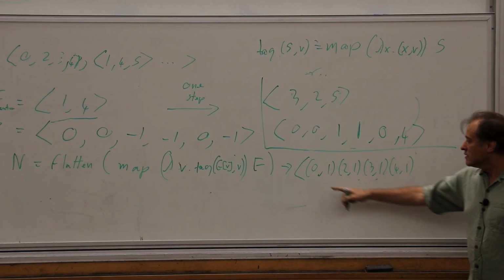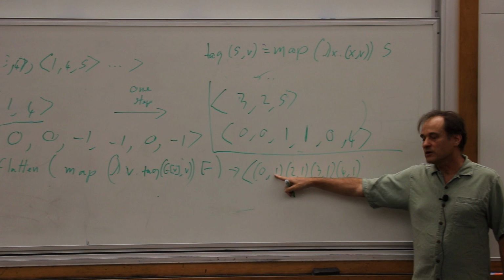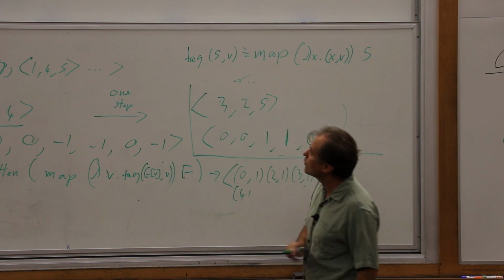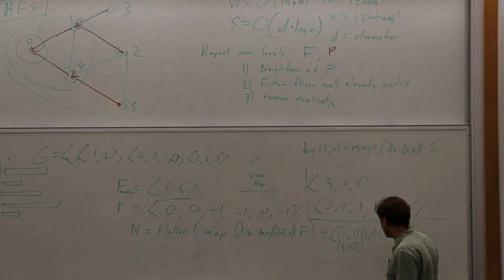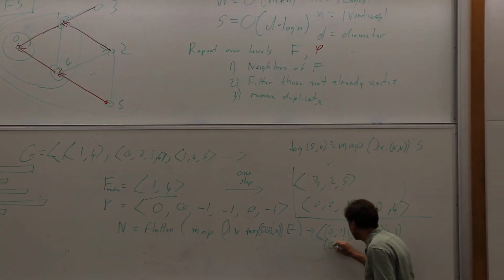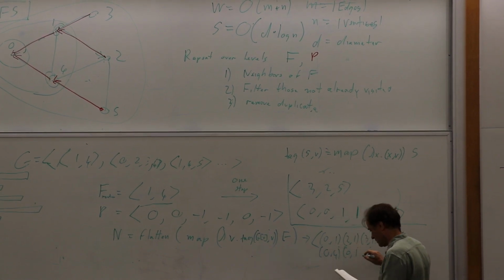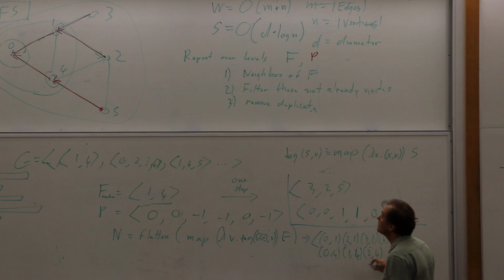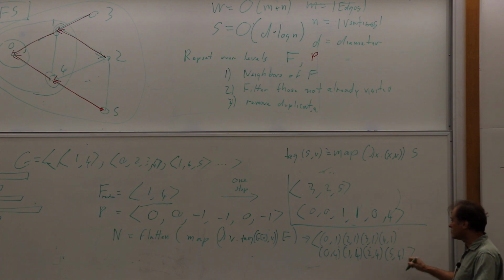So all I've done is say my frontier, my next level vertices are 0, 2, 3, and 4, but they were generated from 1. And I would also have the ones generated from 4. So 4 was 0, 1, 2, and 5, right? So 0, 4; 1, 4; 2, 4; 5, 4. So this is exactly the same sequence that I had before, except I've tagged it with 1s and 4s.